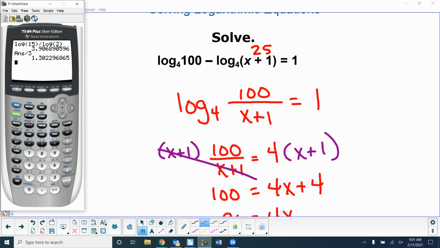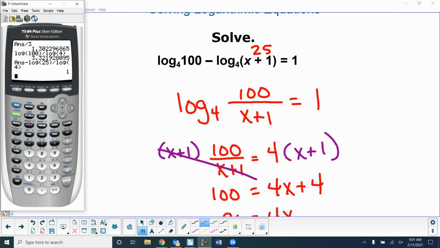So log of 100, right? Divide by log of 4. Isn't that the rule we just learned? All right, we get that. All right, minus log of 25 divided by log of 4. What should we get? 1, right? We got the right answer. Okay? We can check if you want to check.